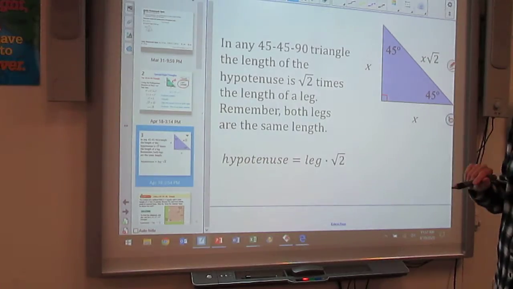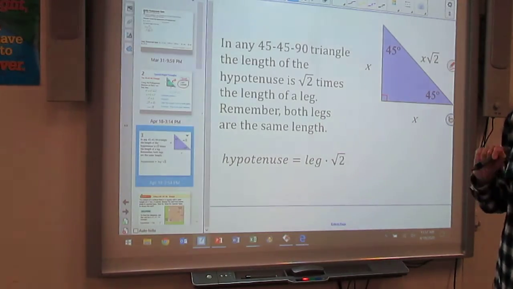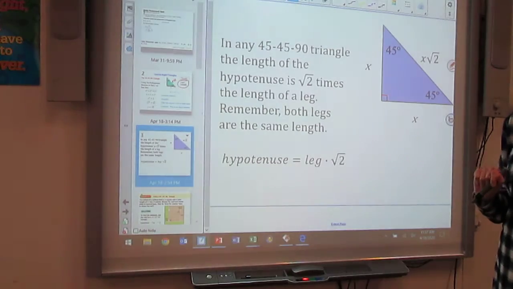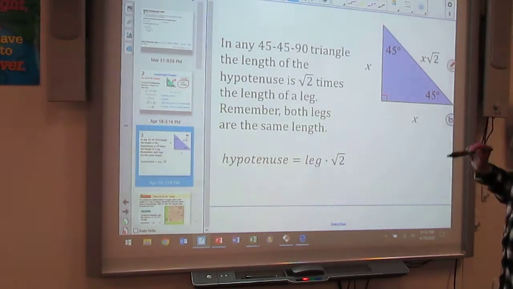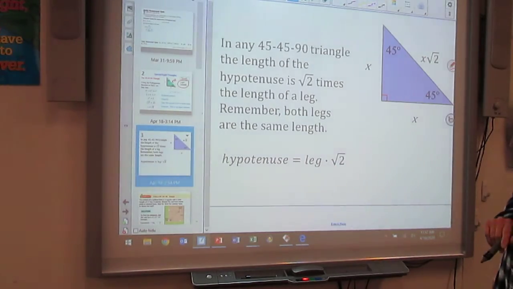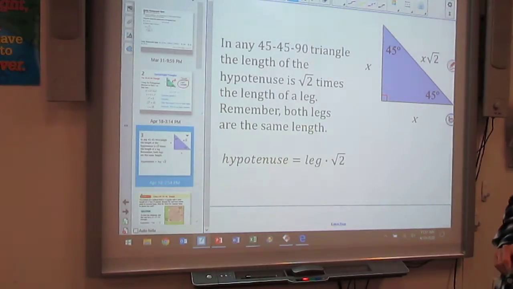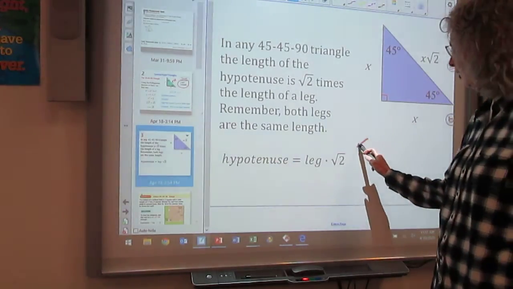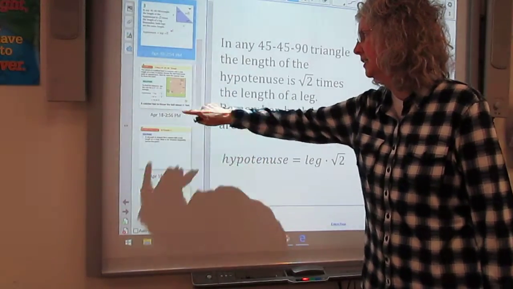Now, in a 45, 45, 90, if you identify the length of the legs as x, then the hypotenuse has to be the square root of 2 times that x, always. So now, if you have this special case, you don't need to keep going through the Pythagorean theorem. You can just use this rule, that the hypotenuse is equal to the leg times the square root of 2. Now, if you're given the hypotenuse, you can also use this formula to find the length of the leg. This is going to be handy because we often don't simplify our radicals when we're dealing with geometry and sciences.